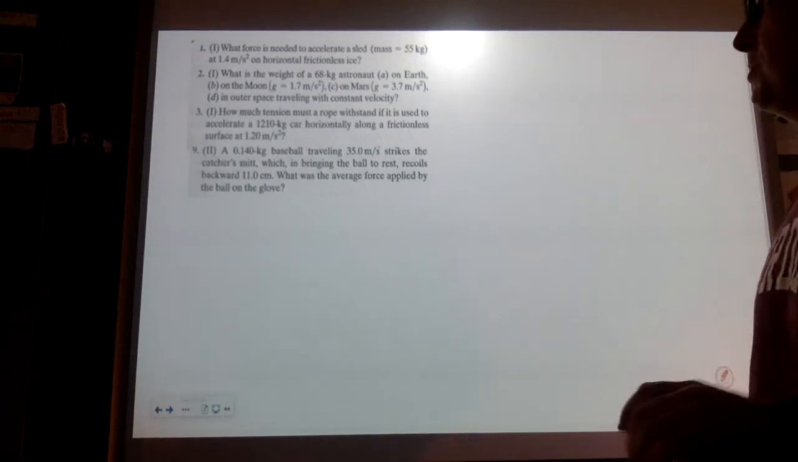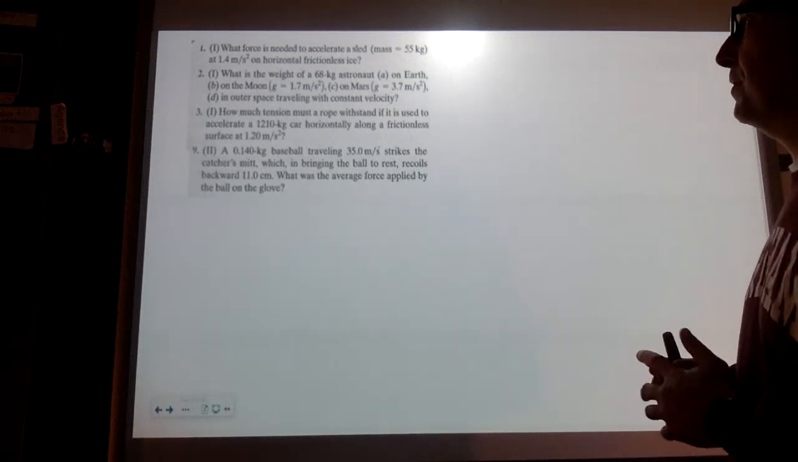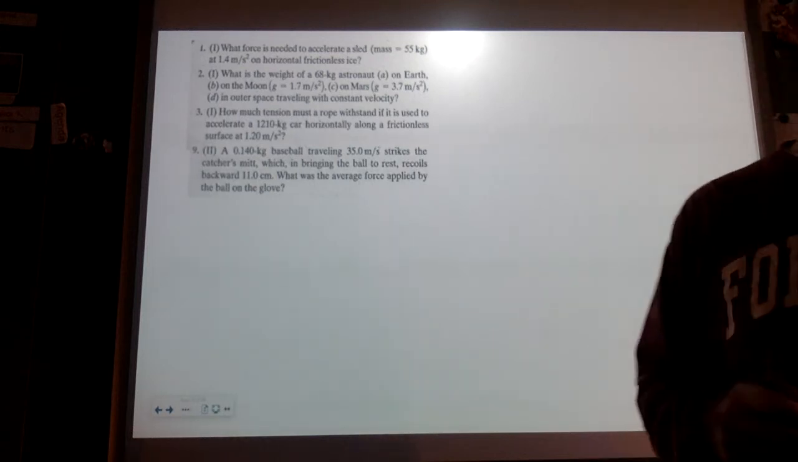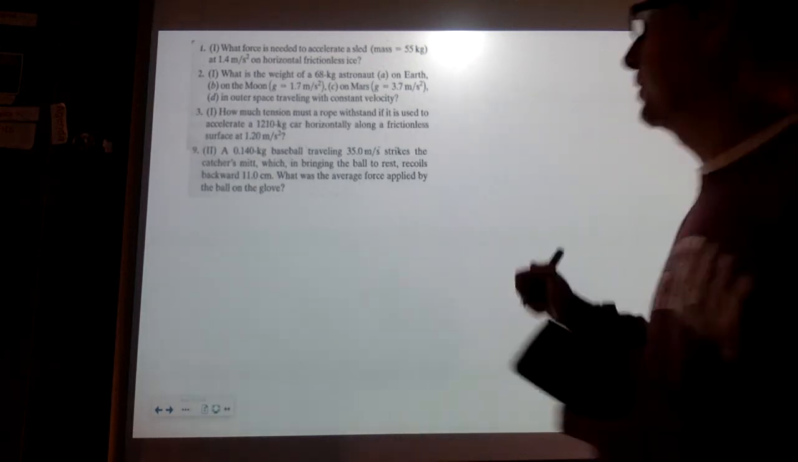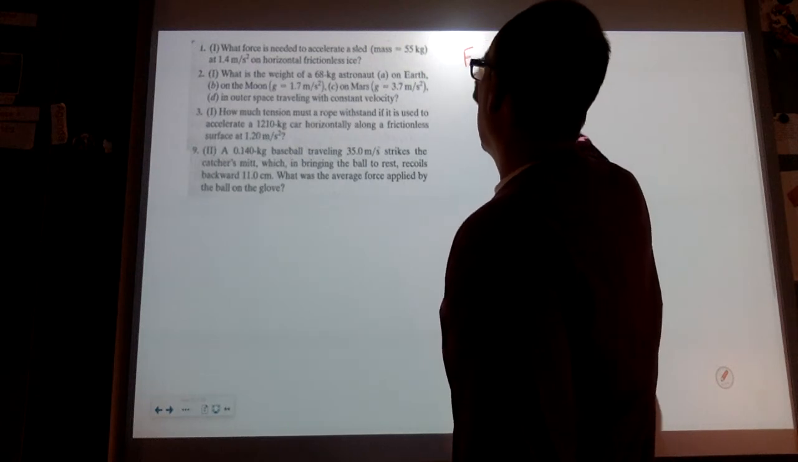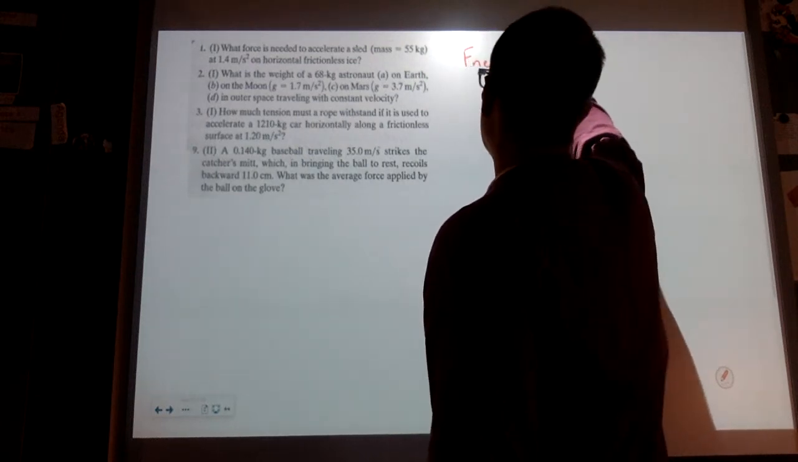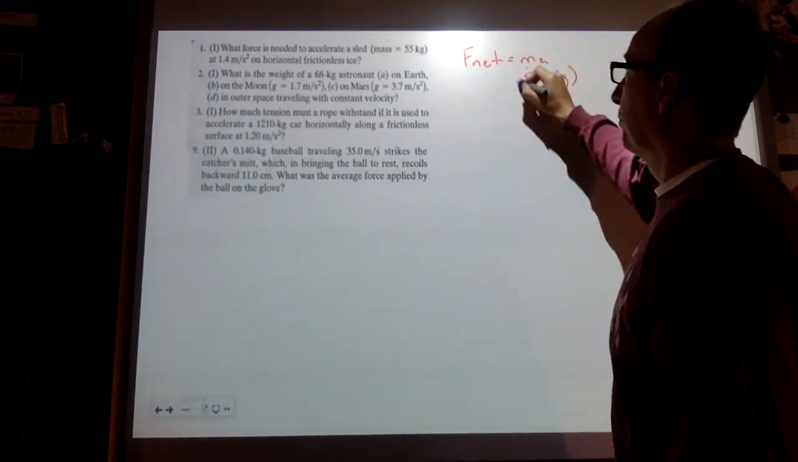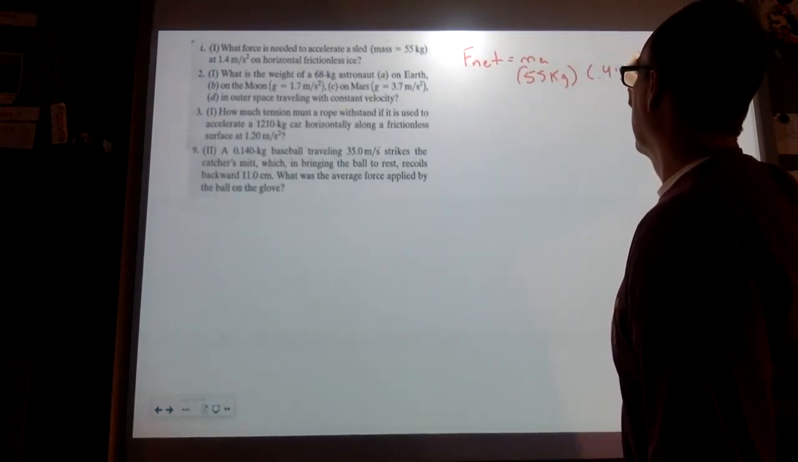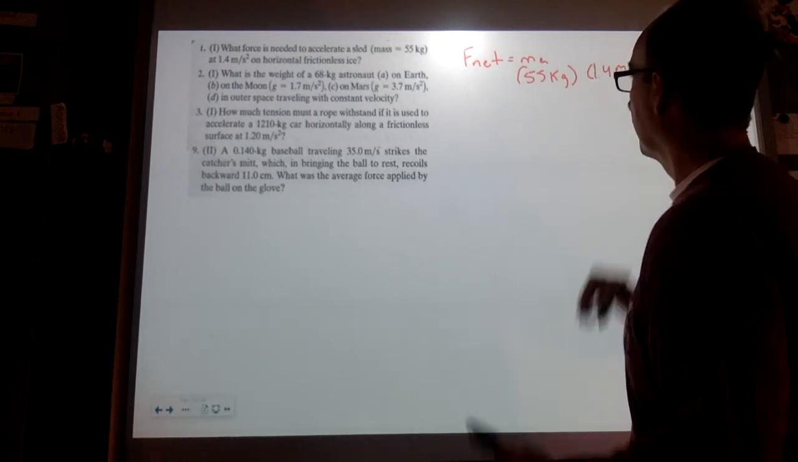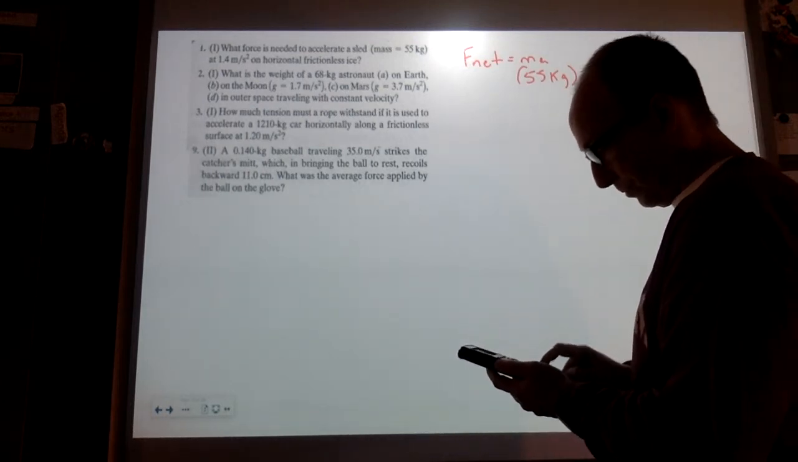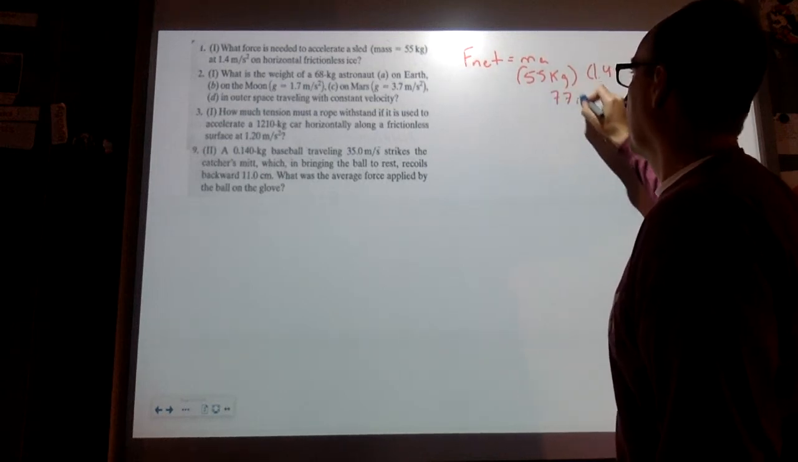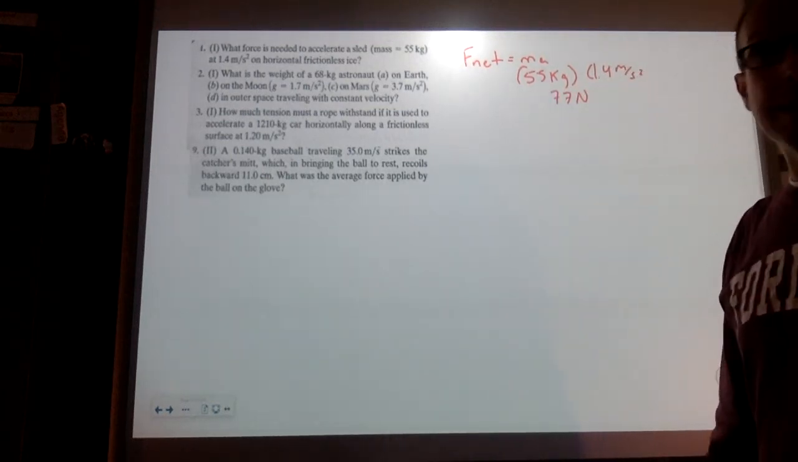Number one, what force is needed to accelerate a sled of mass 55 kilograms at 1.4 meters per second squared on a horizontal frictionless surface? This is what they would just call a straight plug and chug. So it turns out I would need 77 newtons of force.